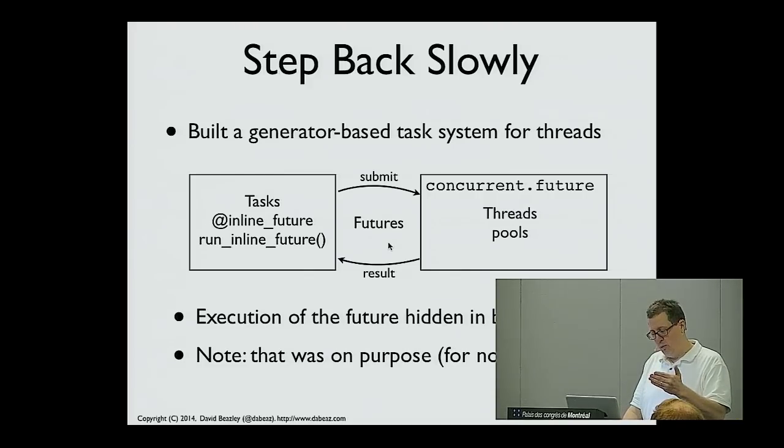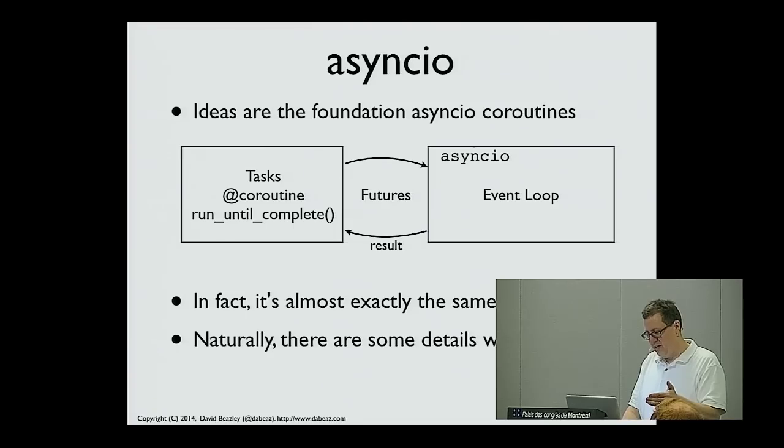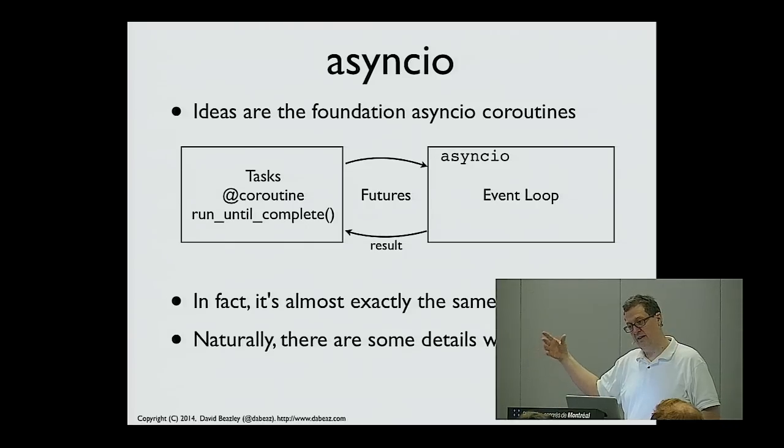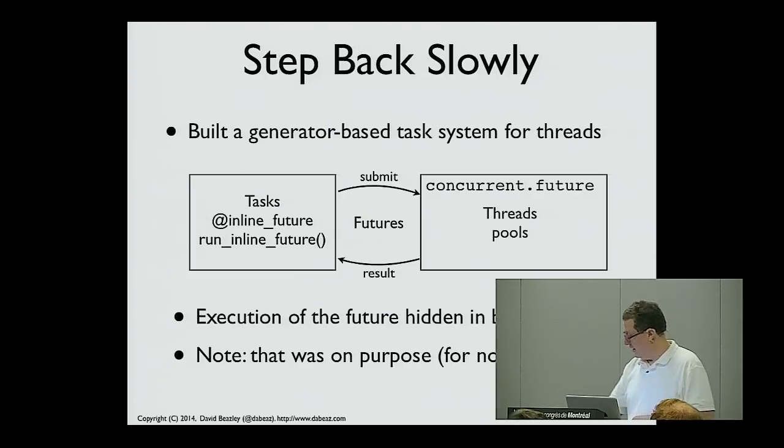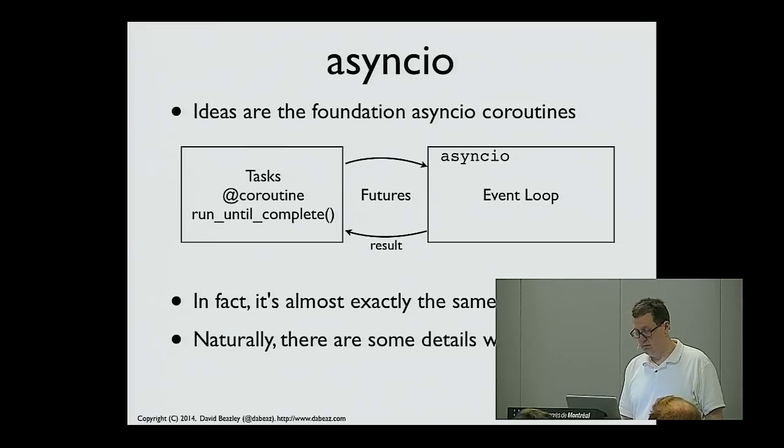It turns out that almost everything we've done here is the basis of async I/O, which is the new thing added in 3.4. It's the outcome of the Tulip project that Guido talked about last year. If you go into async I/O, you have tasks, coroutines, things like run until complete, futures, event loop. Essentially what's happening in async I/O is instead of threads and thread pools, you replace that with event loops, asynchronous processing. But a lot of the other stuff is very, very similar.